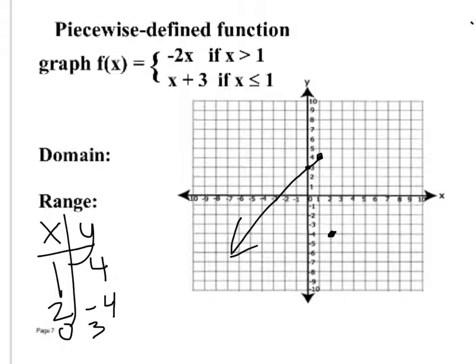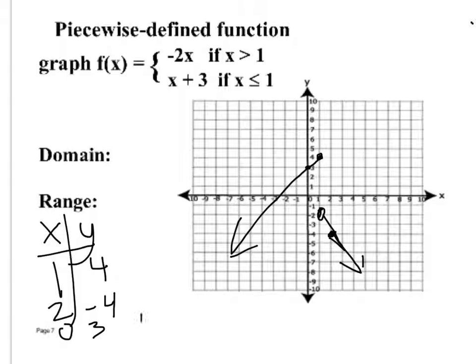For my graph of negative 2x, it's going to go in this direction, but I need to go to 1 because it's going to be an open circle around 1, so it's going to be right about there. So that's an open circle, and it's going to go in that direction. So this is what a piecewise function looks like.